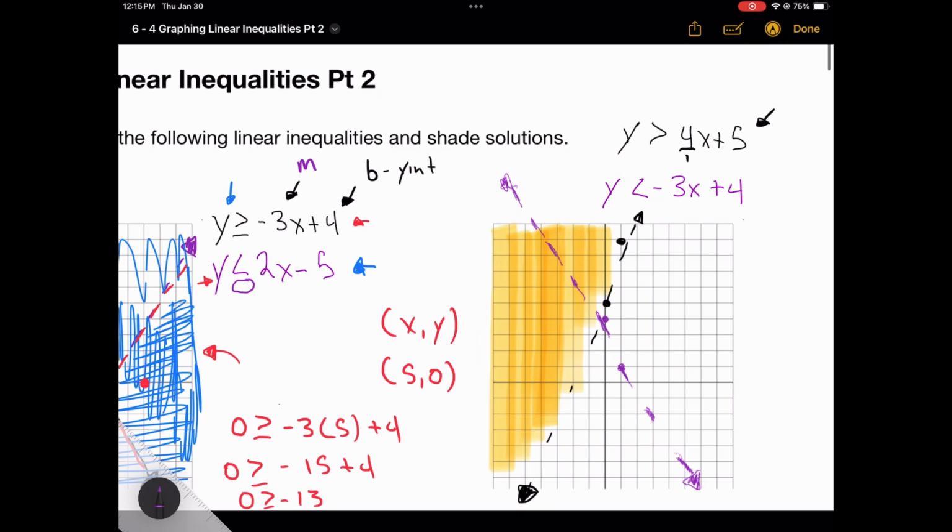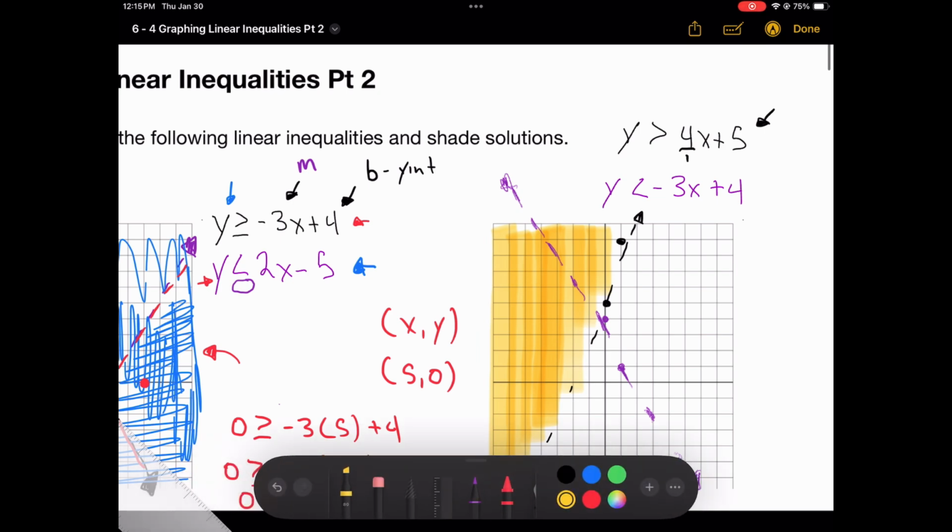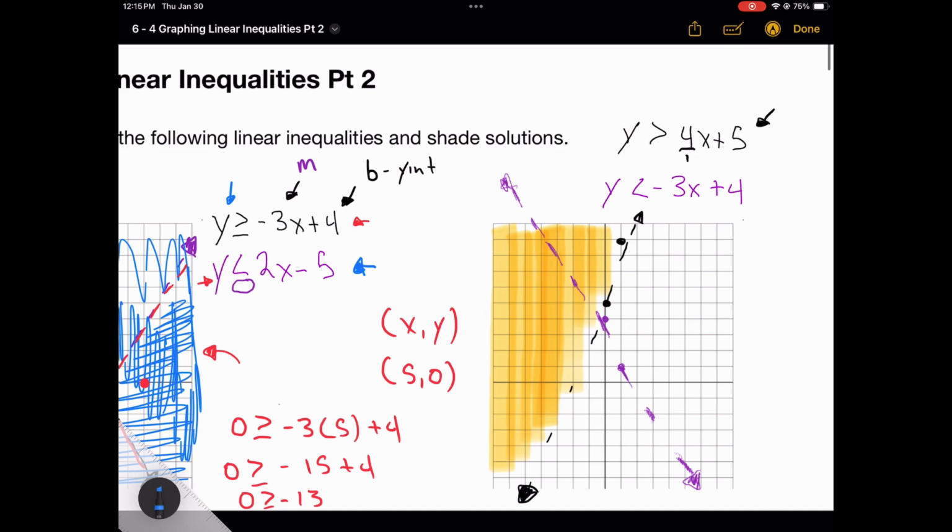Great. Now I have to shade above or below. In this case, I'm going to shade below, and I'm going to use a different color to give a little contrast. So I'm going to shade below the line, and that's because y is less than the line. So I just pick a point on my line, and since it's less than, I'm going to shade below the line.